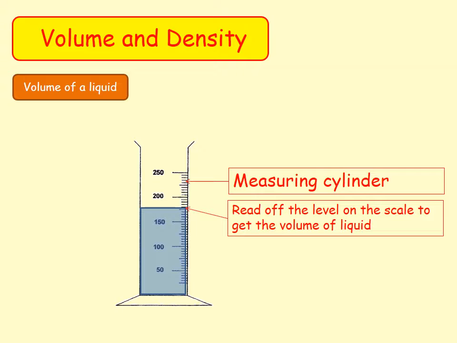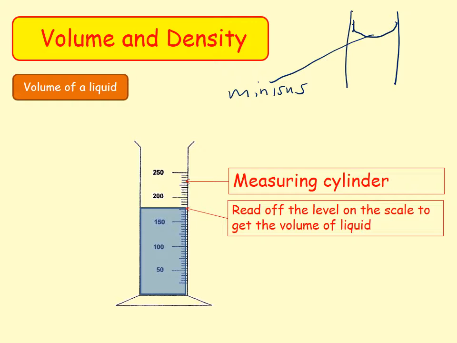non-regular shape. For the volume of a liquid, you simply use a measuring cylinder. You essentially read off the level on the scale to get the volume of the liquid. Now you have to be careful, of course, because you have to deal with something called the meniscus. If you look down at a measuring cylinder, you will see that the surface of the liquid is not quite straight. It's called a meniscus.